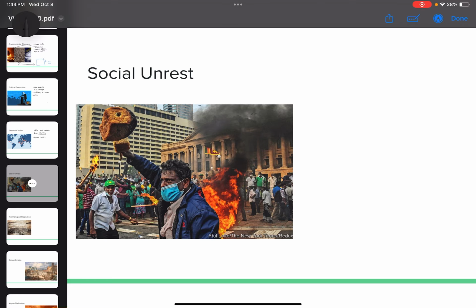Social unrest. First big one is class struggles. Who is the top of the food chain? Who is the bottom of the food chain, right? How do they compare and how do they have access to materials? Inequalities.